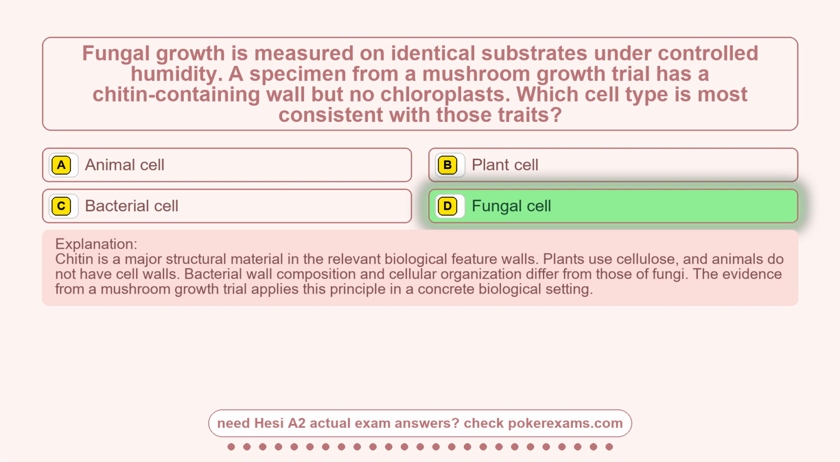Chitin is a major structural material in the relevant biological feature walls. Plants use cellulose, and animals do not have cell walls. Bacterial wall composition and cellular organization differ from those of fungi. The evidence from a mushroom growth trial applies this principle in a concrete biological setting.